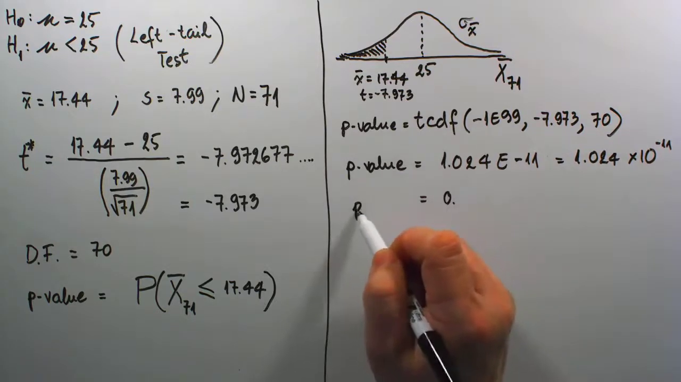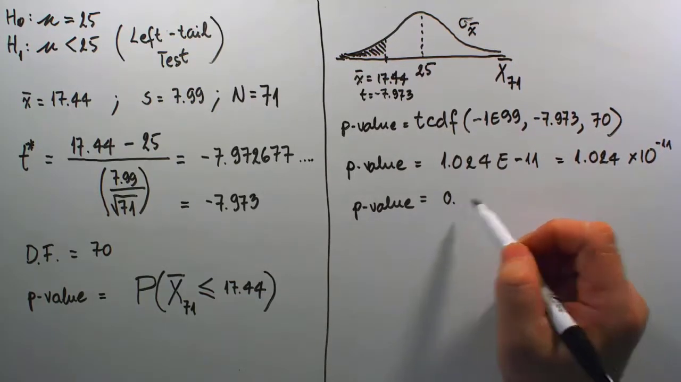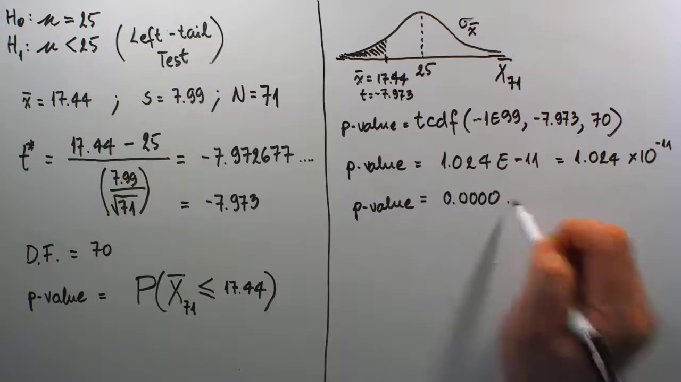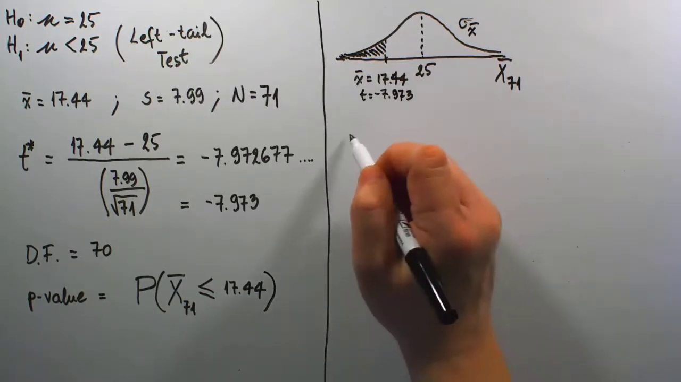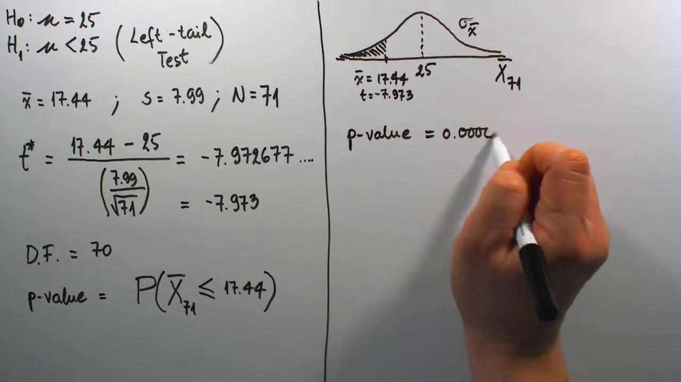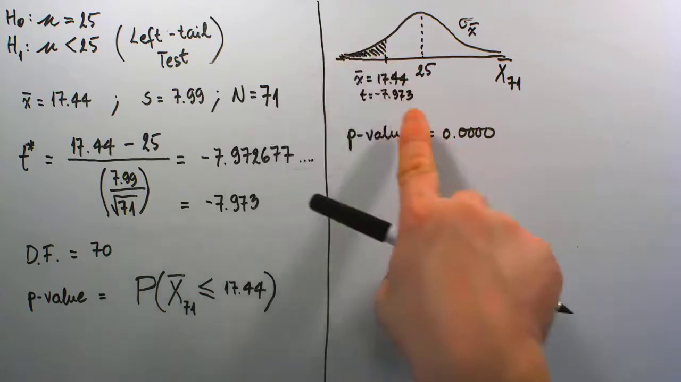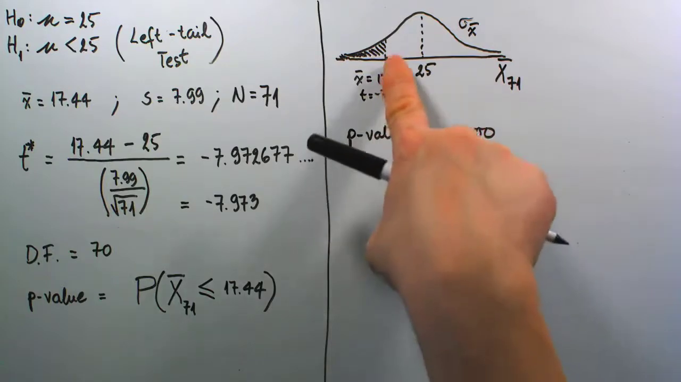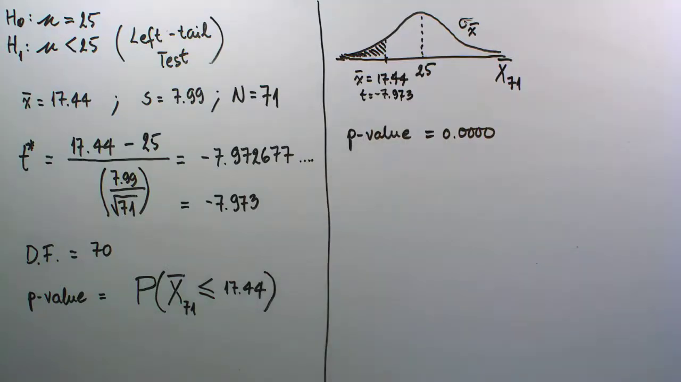so our final p-value is concluded to be, and unless specified otherwise, I'll just round to 4 decimal places. So this means we're looking at 0.0000. So this is our final p-value. So now that our final p-value is 0.0000, and the p-value is graphically represented as the area shaded to the left of our x bar equals 17.44 on this bell curve, or equivalently, this x bar value has corresponding t-score negative 7.973.